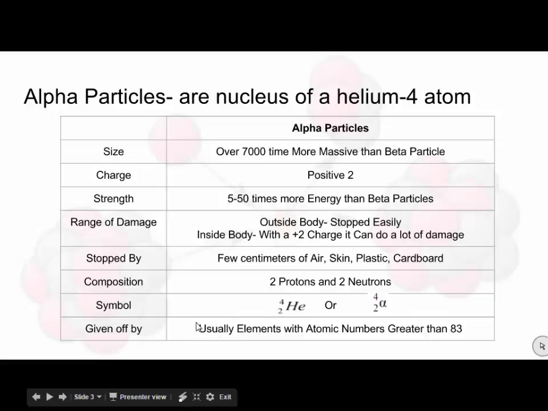It's usually given off by elements with atomic numbers greater than 83. So elements that have an atomic number greater than 83 usually would give off some kind of alpha particle when they go through nuclear decay. So that's a nice summary of the alpha particle.